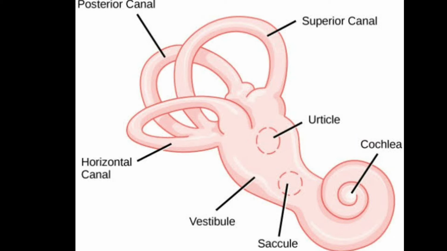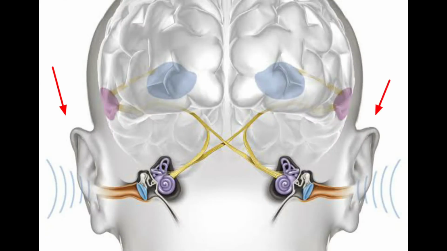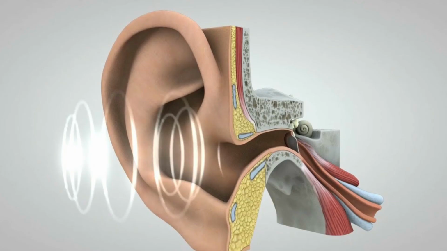The ears of vertebrates are placed somewhat symmetrically on either side of the head, an arrangement that aids sound localization.